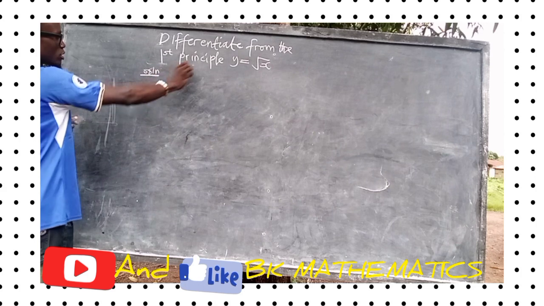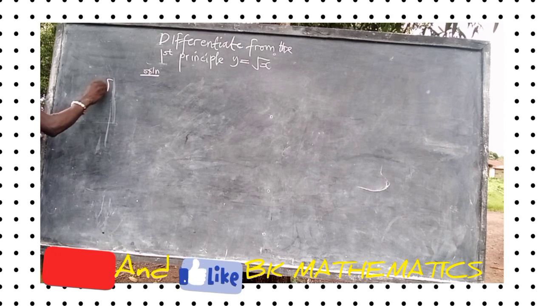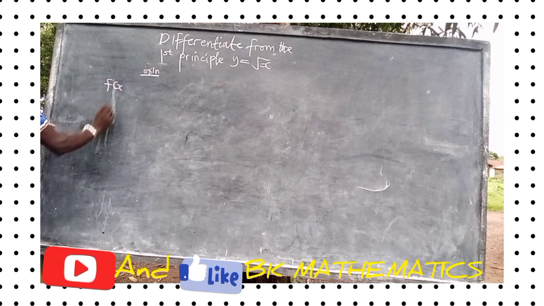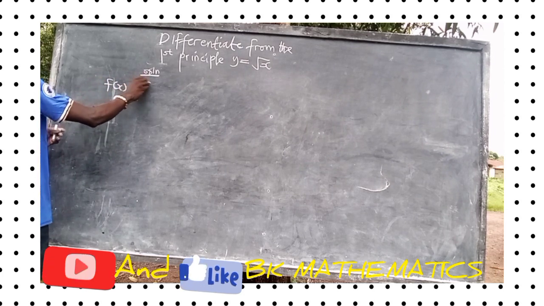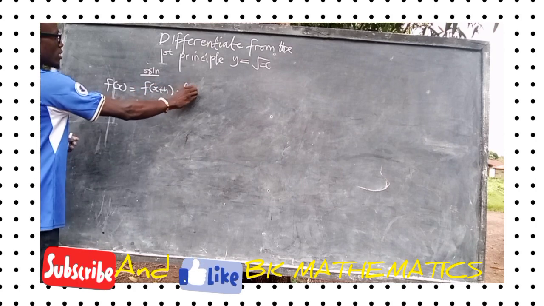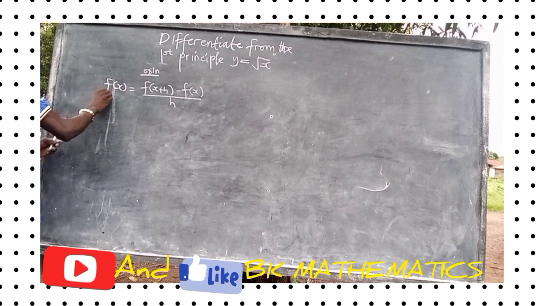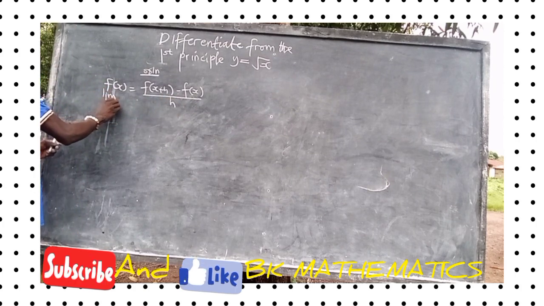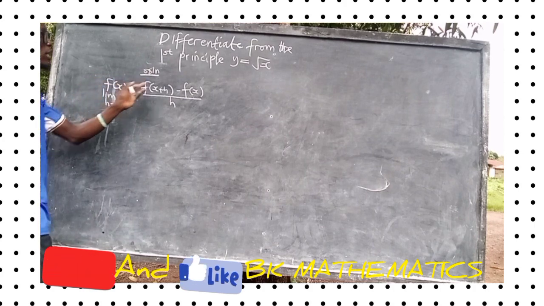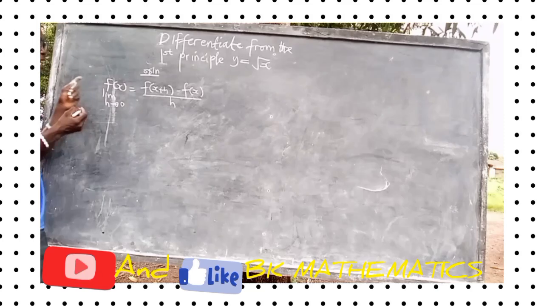The first thing that we have to consider here is to recall the first principle, stated as: if f'(x) is equal to f of x plus h minus f of x, divided by h, as the limit h tends to 0. This is what we are going to use now. Anywhere you see x in this expression, we replace it by x plus h.